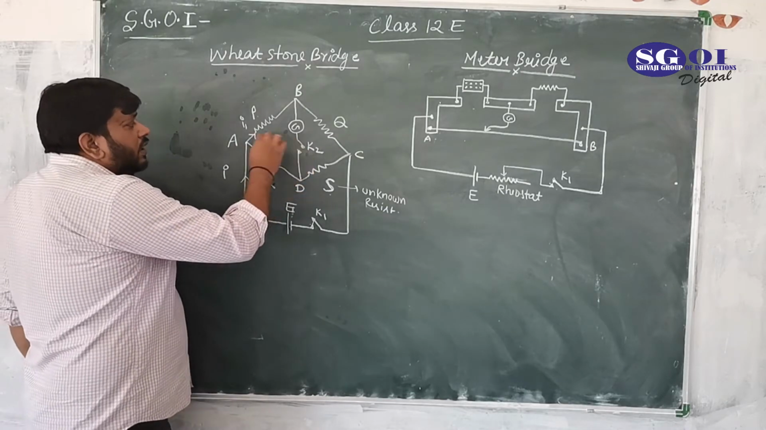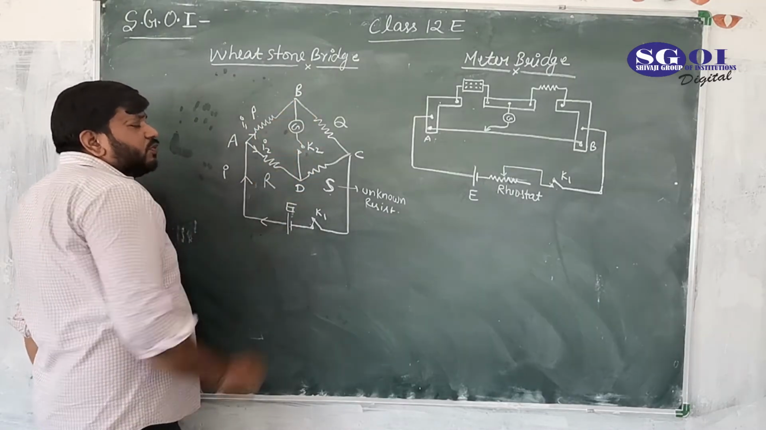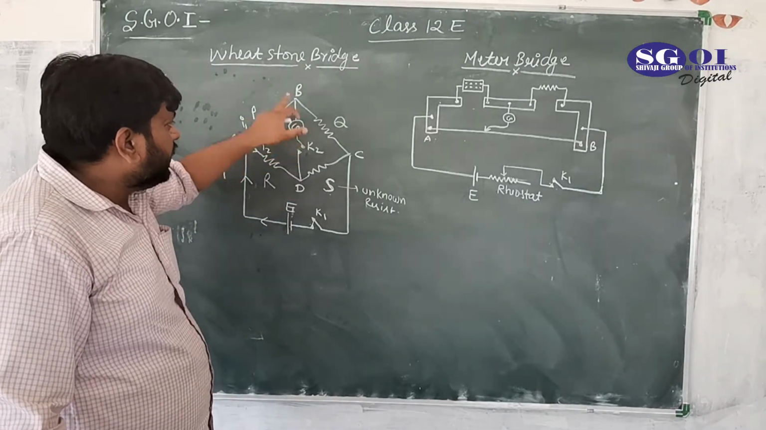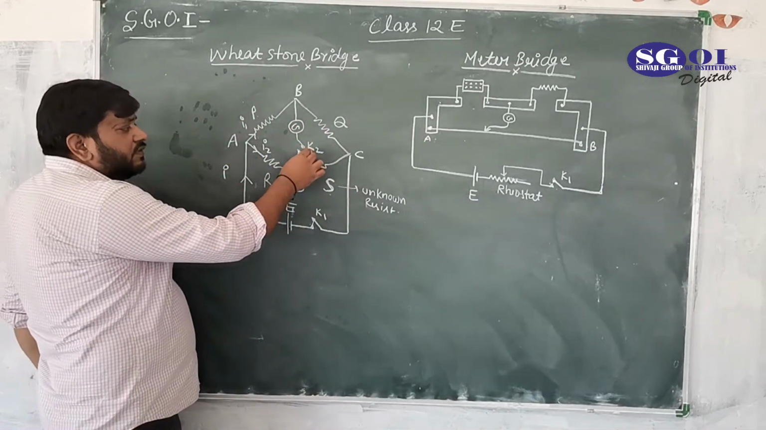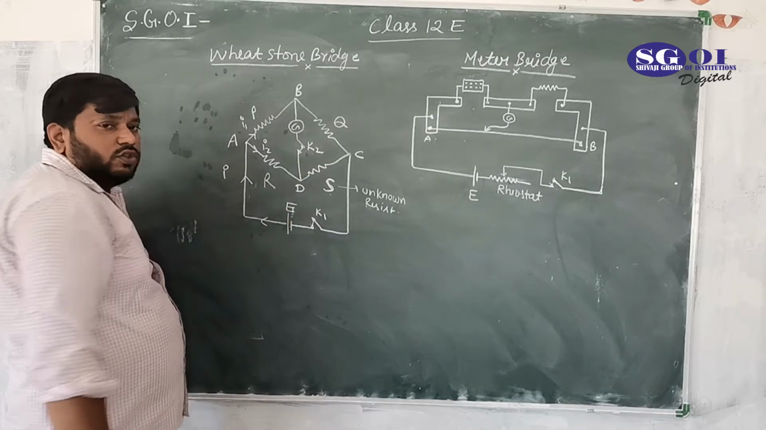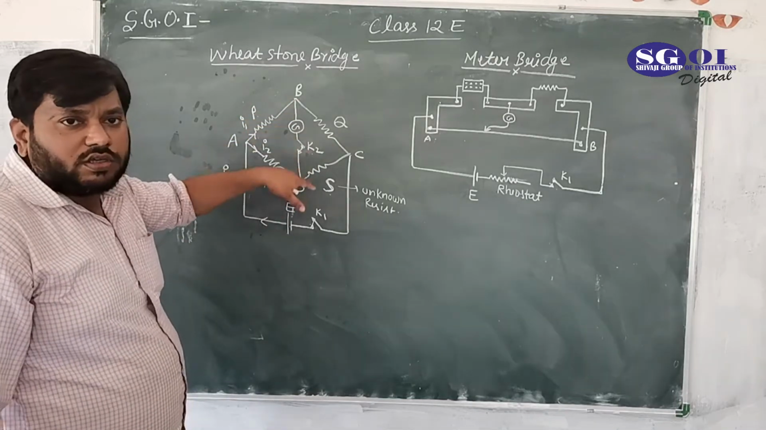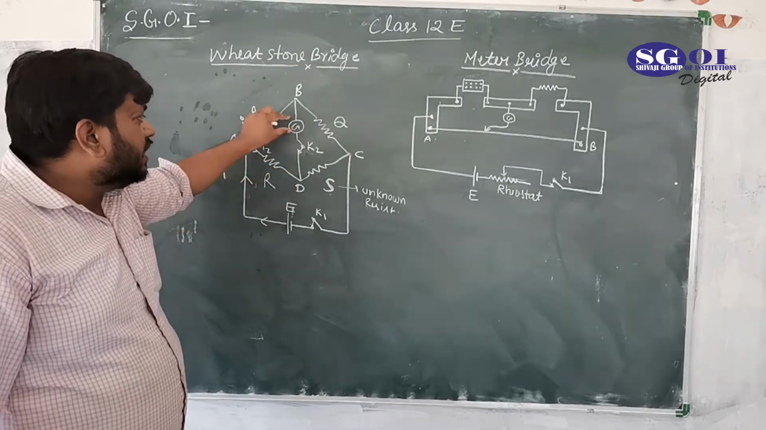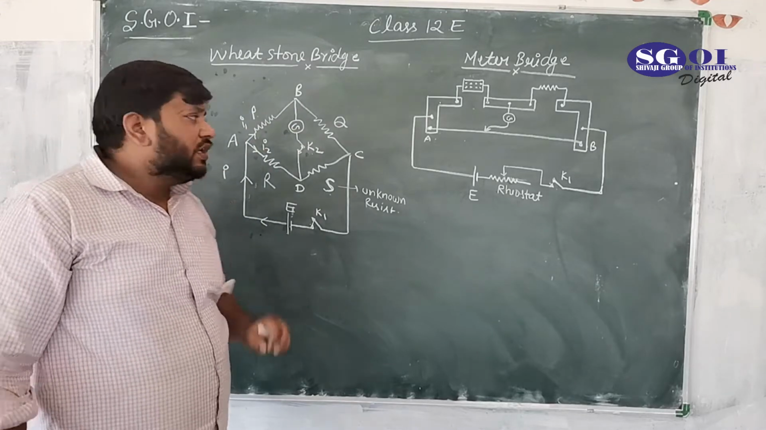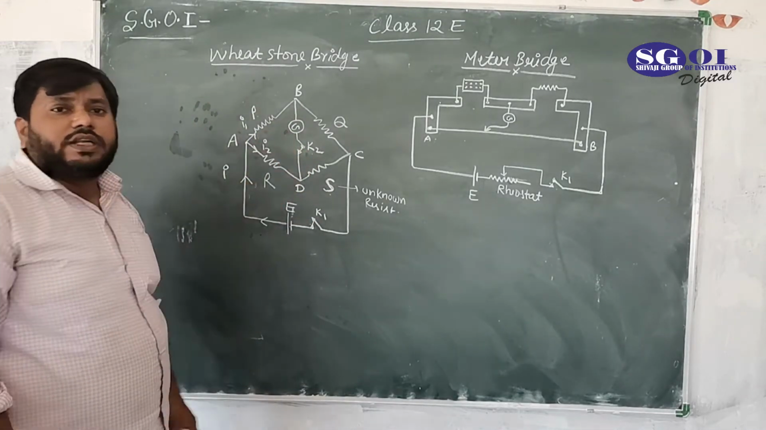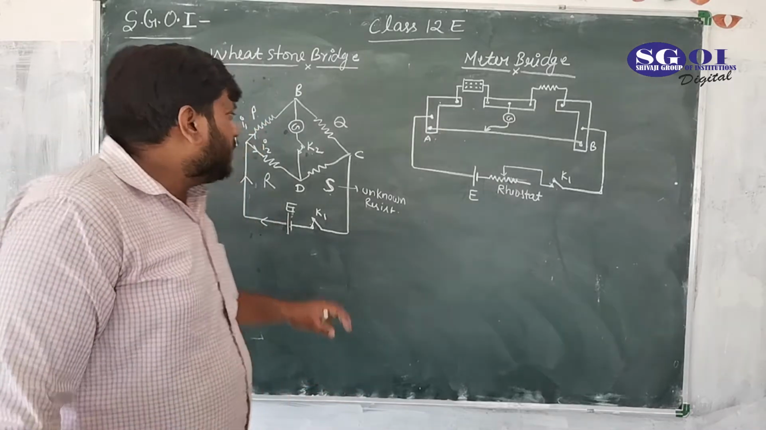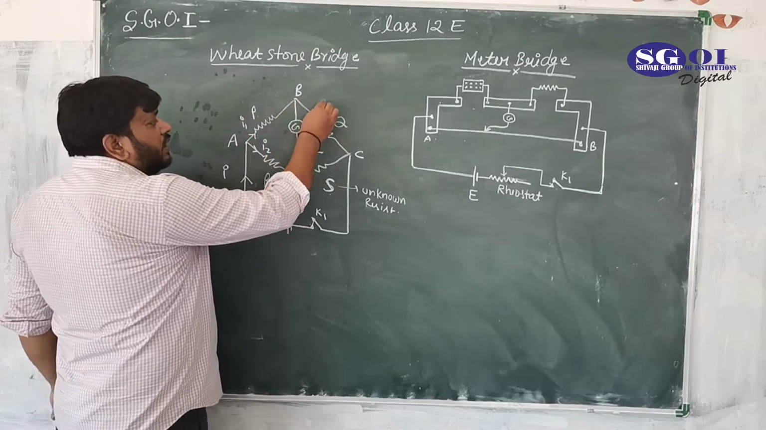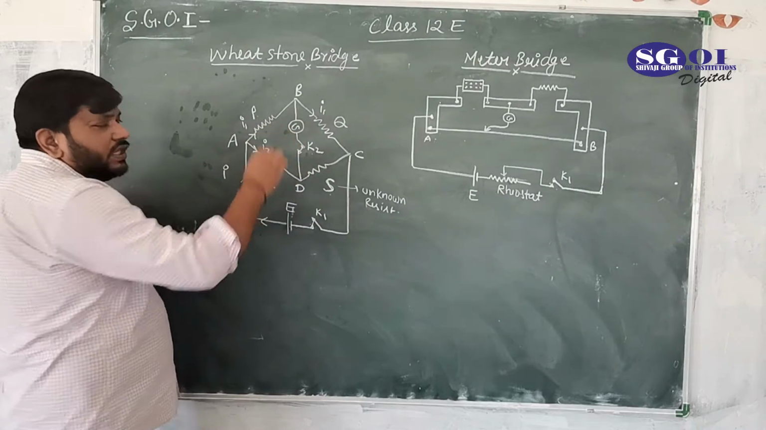Now I1 is going here, and again at this point there are two paths for the current I1, one in this way and the second in this way. As we press the key, if the current in this arm is 0, then there would be no deflection in the galvanometer. It means the galvanometer would not show any deflection, which means current is not flowing in this arm.